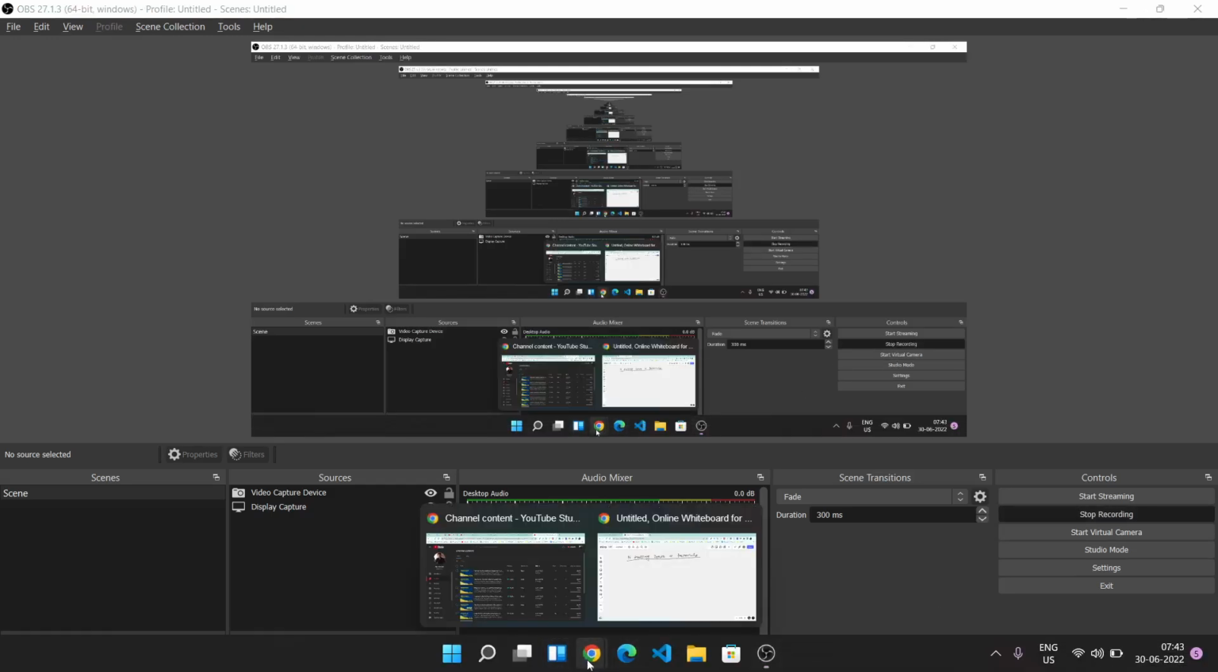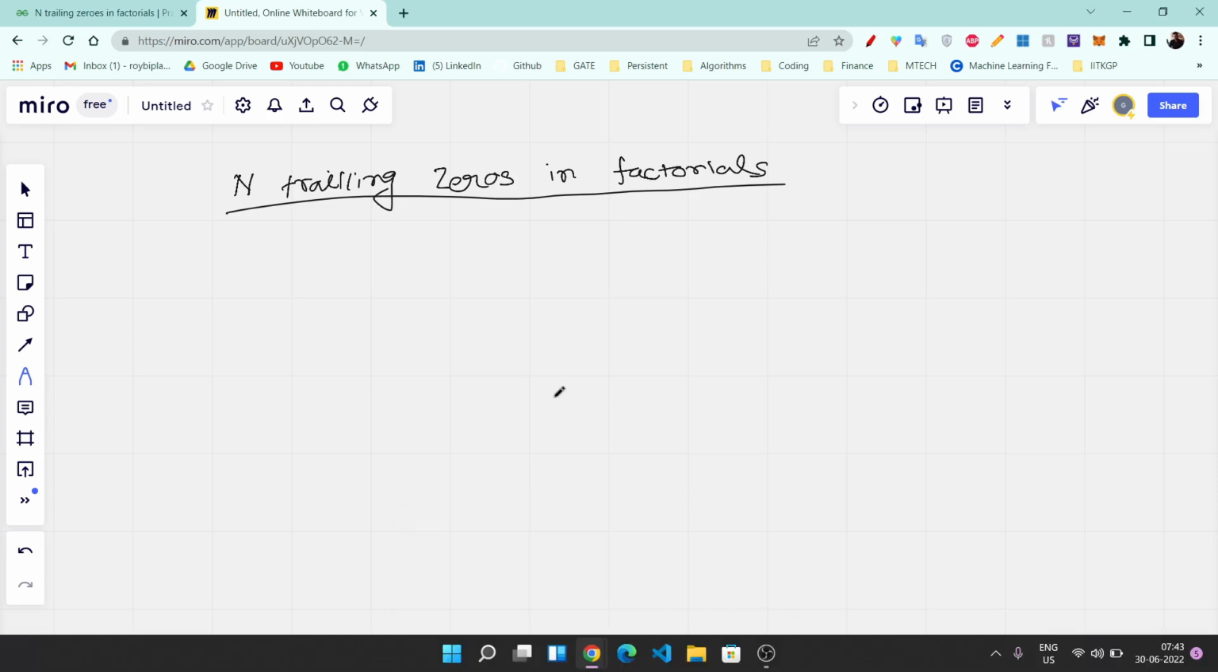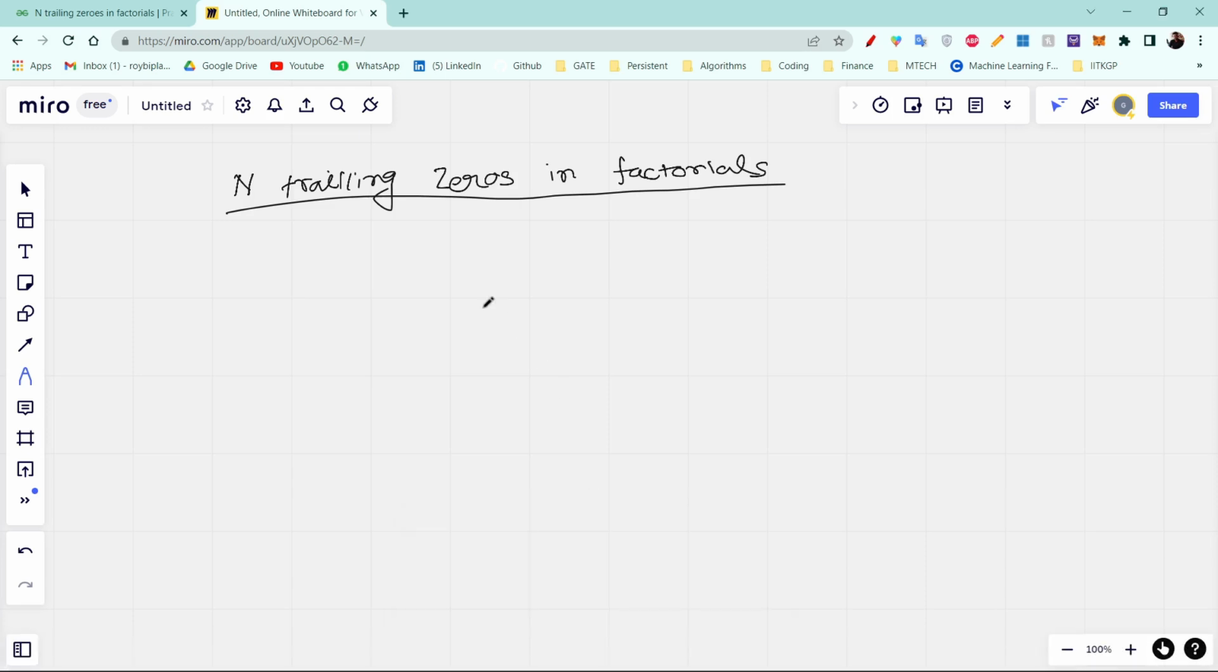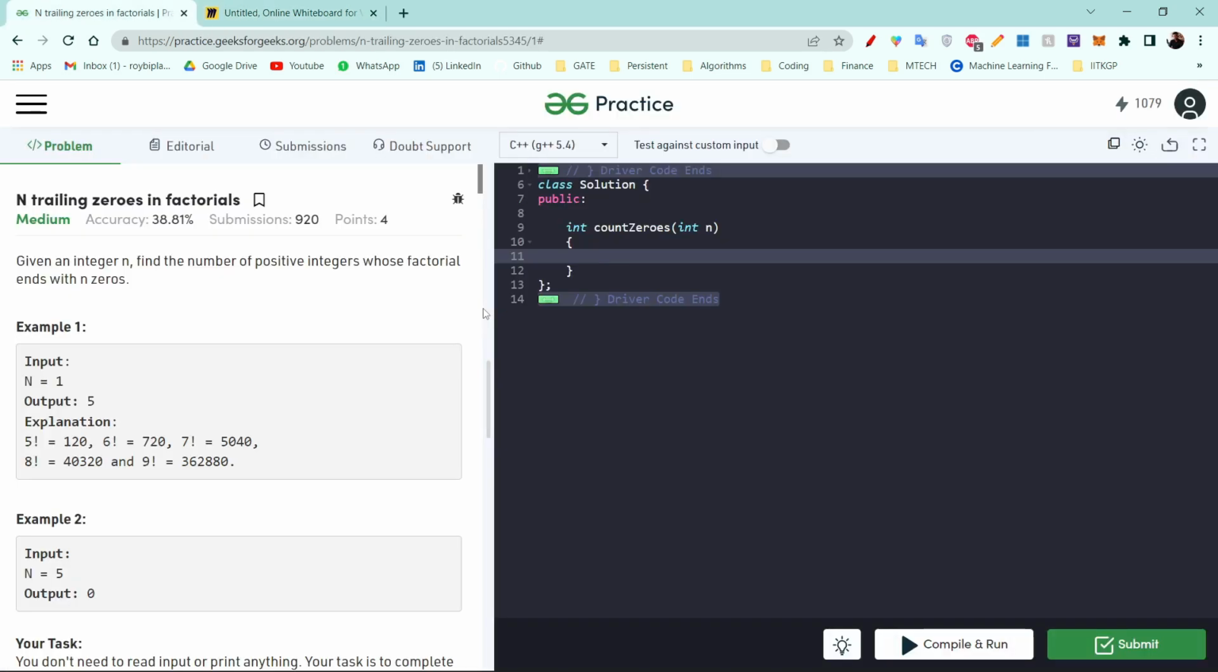Hi. So let's continue our series of binary search with our next question, that is trailing zeros in factorials. Let's see what the question says. It says, given an integer n, find the number of positive integers whose factorial ends with n zeros.